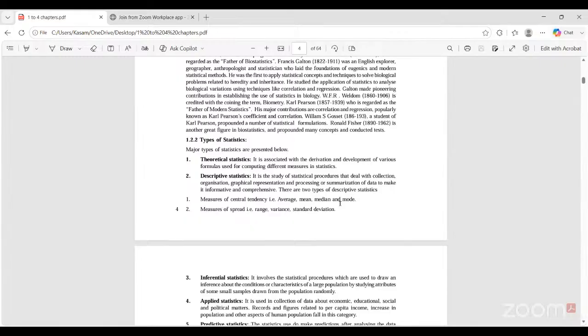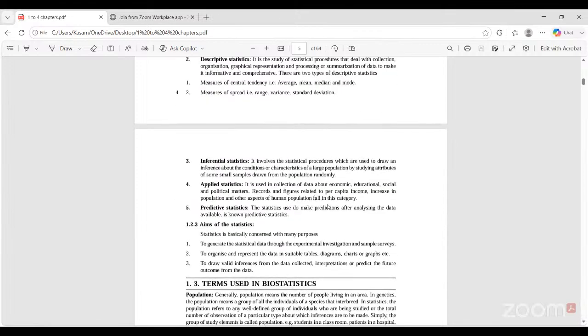What is the measure of spread here? Range. What is the range? The highest value minus the lowest value is the range. The variance and the standard deviation, sigma, we can also learn in this biostatistics.